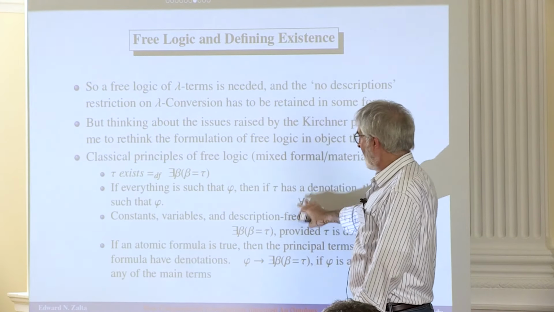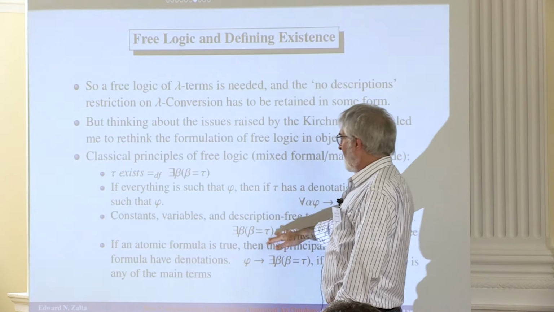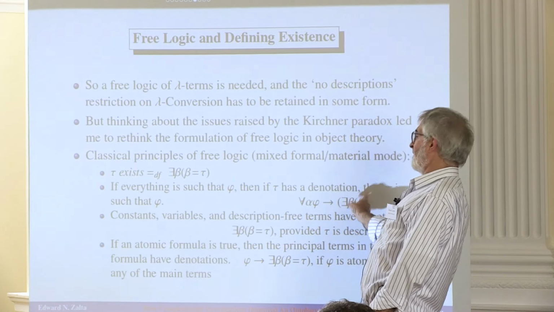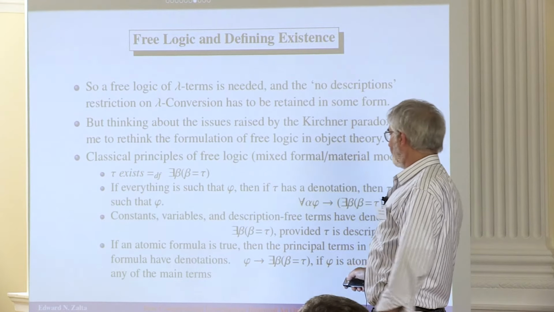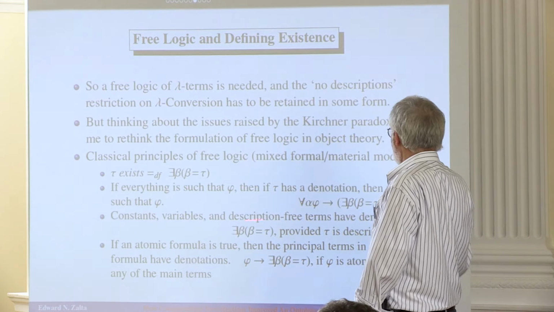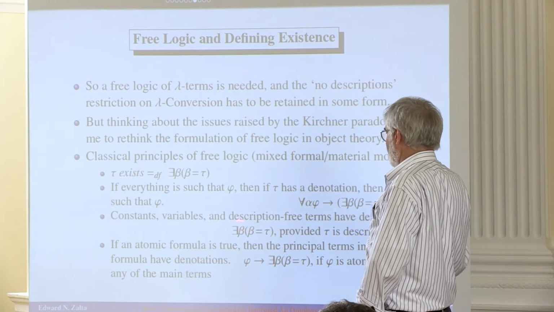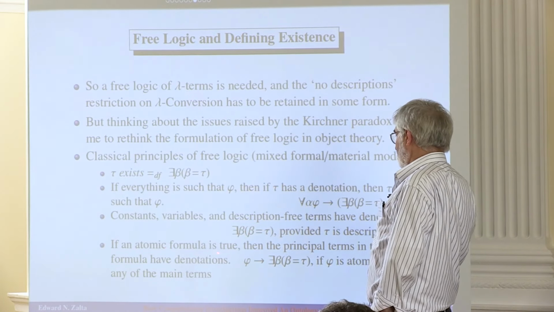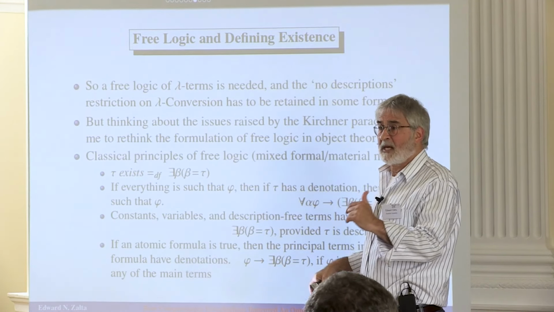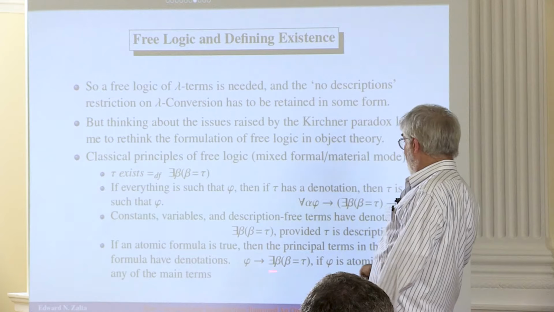And then you assert as axioms, you revise quantification theory so that if everything is such that phi, then if tau has a denotation or if tau exists, then tau is such that phi. And then you assert that constants, variables, and description-free terms all have denotations, and you assert it this way. And then you assert that if there's an atomic formula that's true, well, that means all the terms in the atomic formula have to denote. So then you add this.